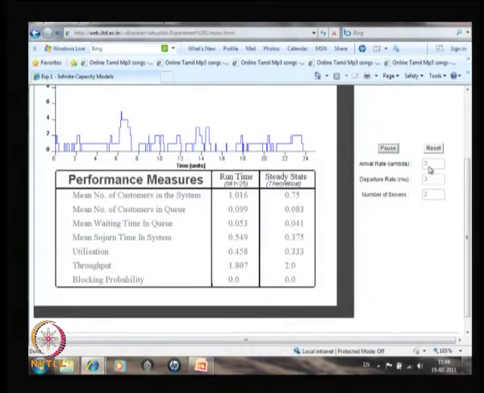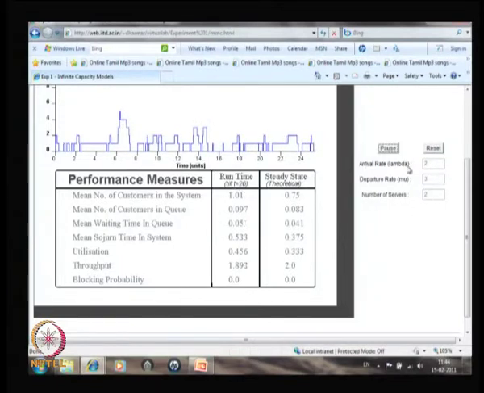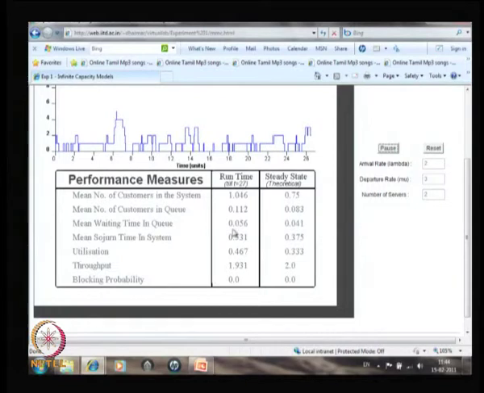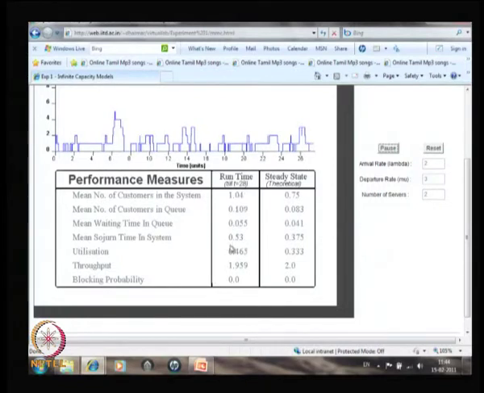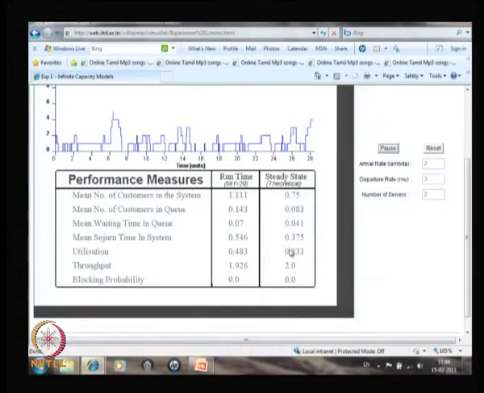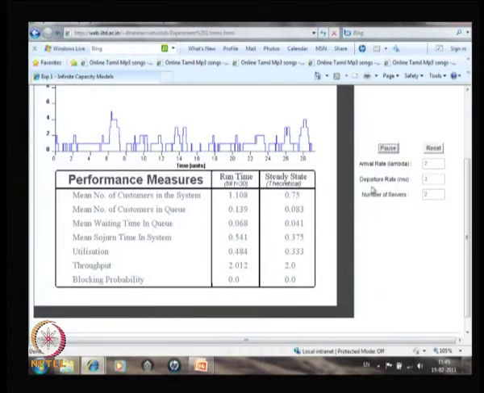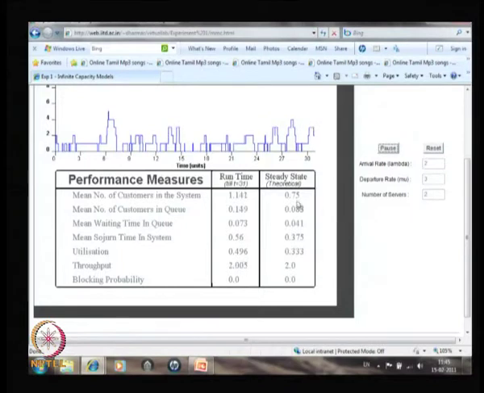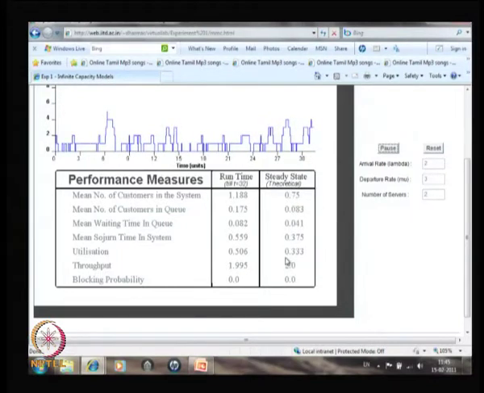If you change the arrival rate and the departure rate to something else, then there is a possibility that the conditions for the stationary distribution are not satisfied. Then still the runtime results you will get, but that will not converge to the theoretical, and also the steady state results will not be possible. It will be a dash here. So as long as the conditions for the steady state distribution are satisfied, you will have the results in the third column, otherwise you will not have the results here.